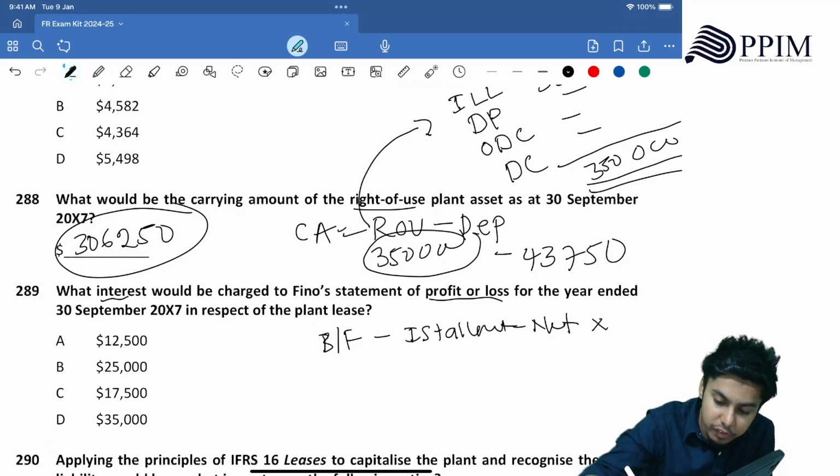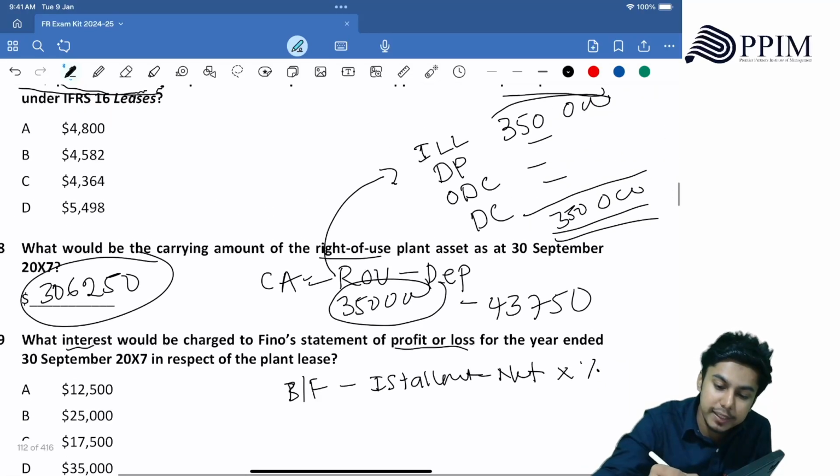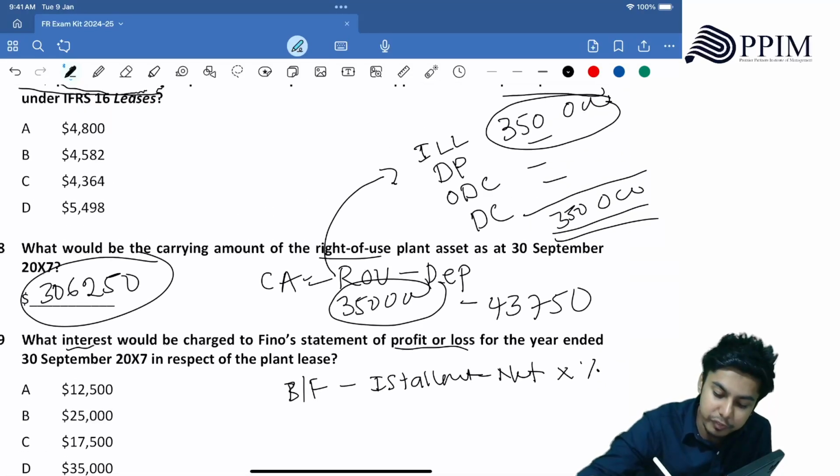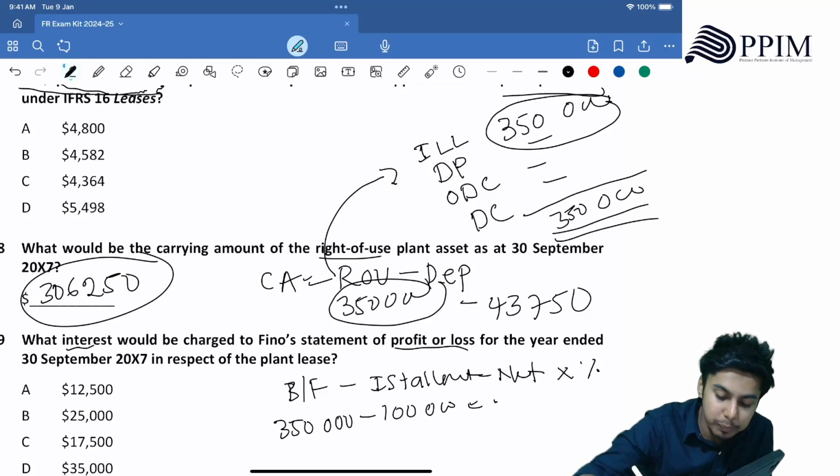For this answer only we have to see the percentage. What is brought forward? Initial lease liability. The initial lease liability is 350,000 minus installment. Guys, how much is the installment in your question? 100,000. Very good. So what will be the net amount? 250.